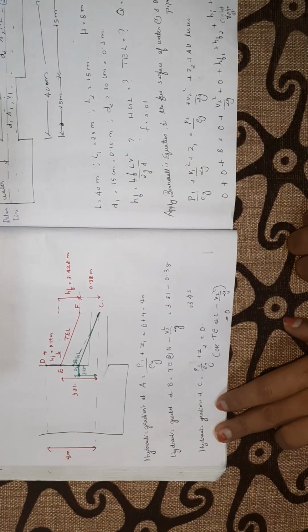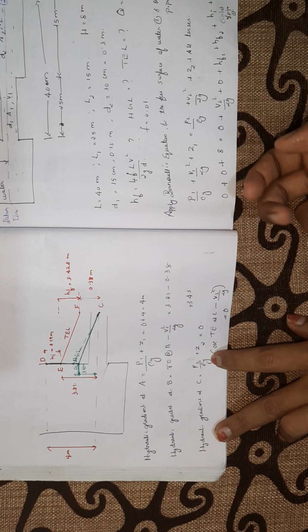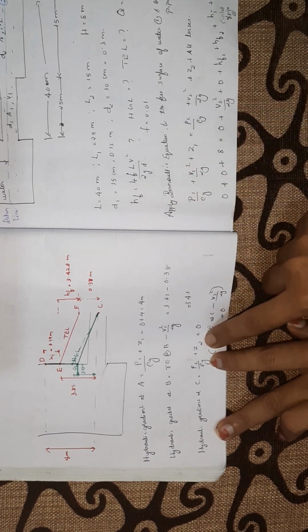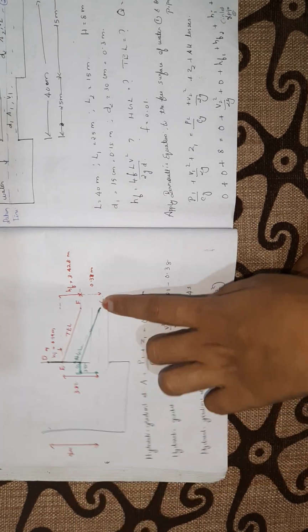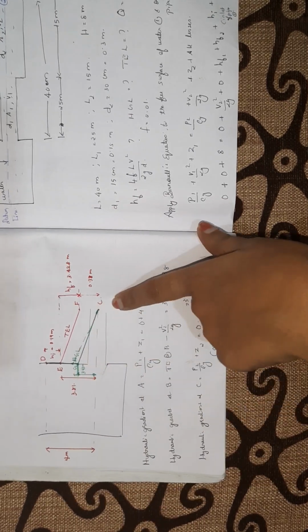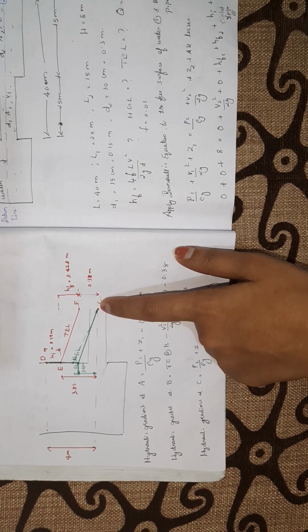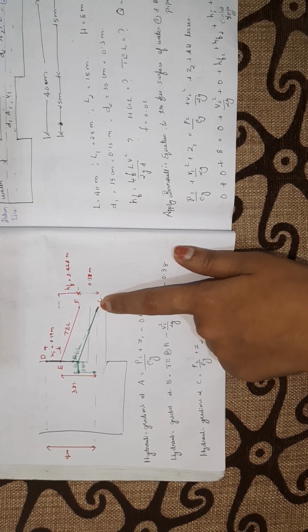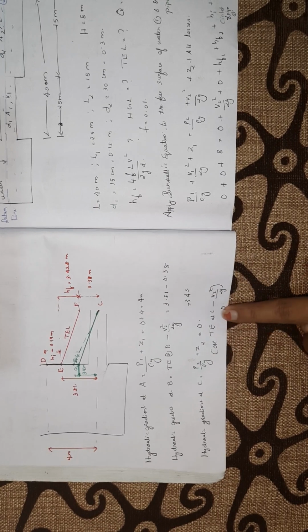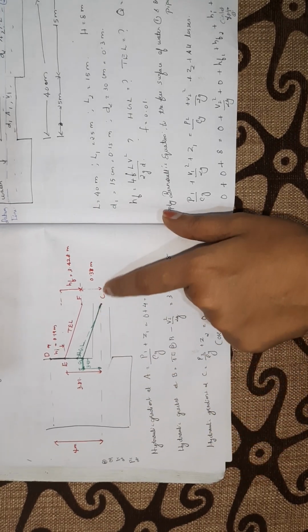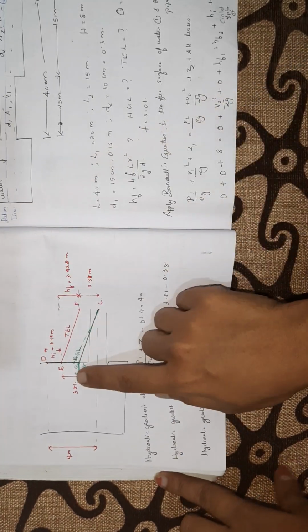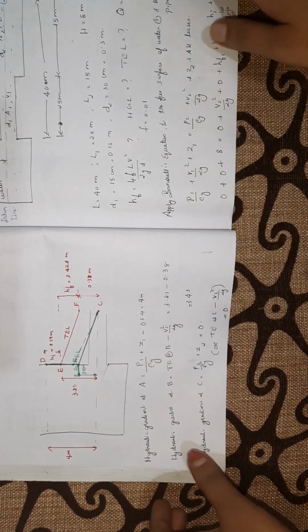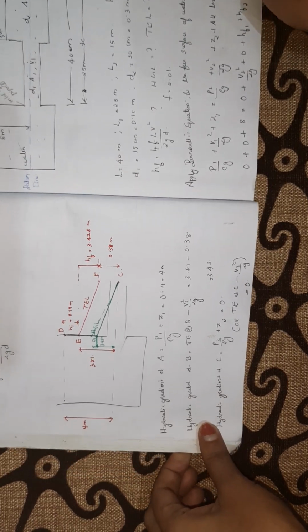So how to compute that? Obviously, we know that the hydraulic gradient at C will be P2 by rho g plus Z2. P2 by rho g is 0 and Z2 is also 0. So the hydraulic gradient at the outlet will always coincide with the center of the pipe. So just mark it as the point C at the center of the pipe, that is 0, because it is coinciding with the datum. Now just draw it parallel to the total energy line as a slanting line. So this is how we draw the total energy line and the hydraulic gradient line.